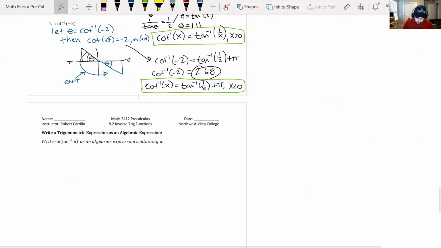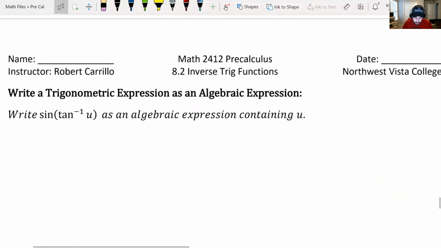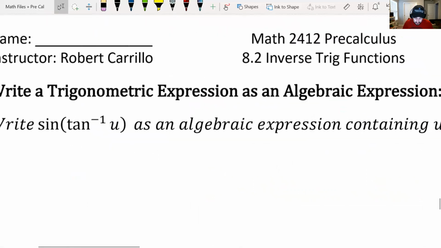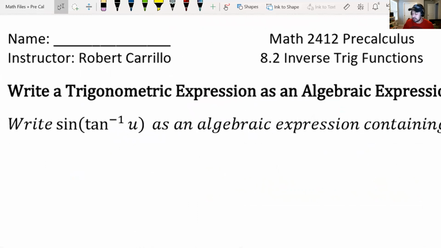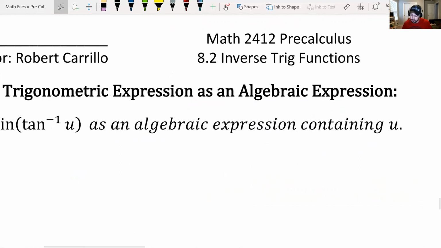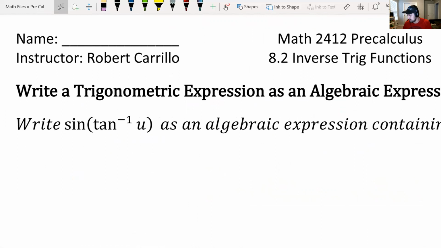Last one for all the marbles. Write sine of inverse tangent of u as an algebraic expression containing u. All right, so the way we handle this one is how we handled everything on the very first page, by making that small substitution. But now there's no numbers, there's only letters.